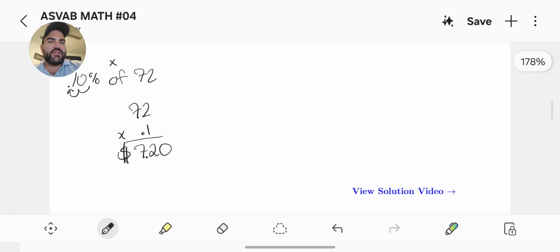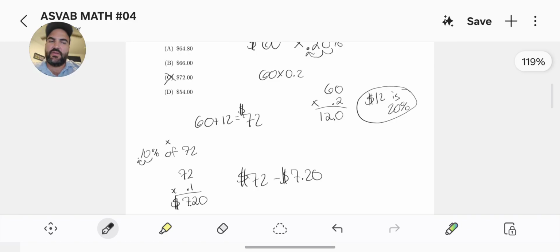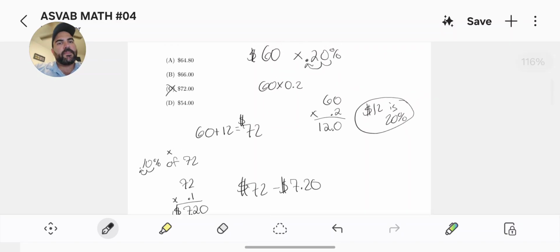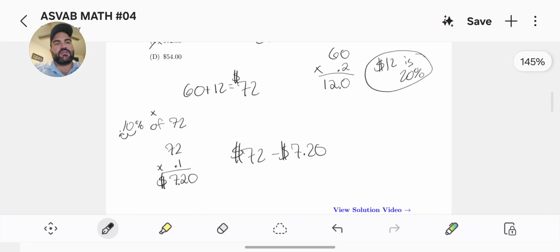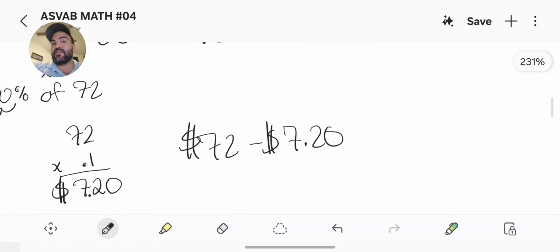So we're going to take $72 and we're going to subtract $7.20 from it. Now, when I do ASVAB with students, everyone knows money. So we could probably get the answer just by thinking about it. So picture it this way. You're about to save $7.20 off of 72.